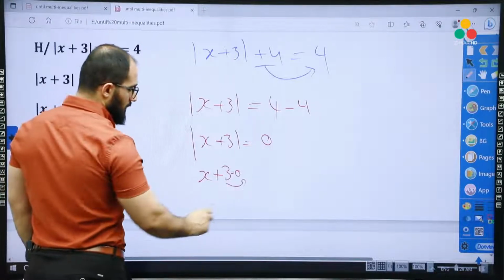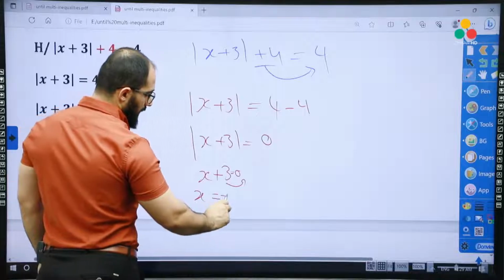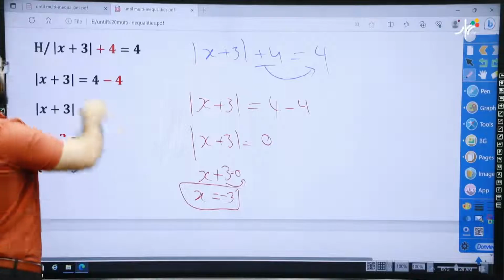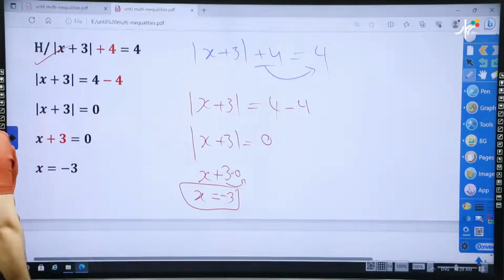Move it to the other side: x is equal to negative 3. This is the only solution for that absolute value equation.